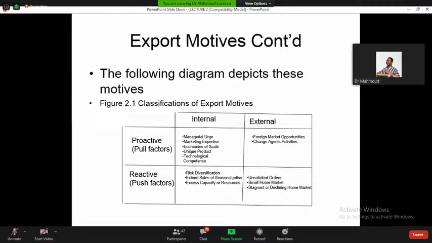Also, it can occur as a result of what we call change agents' activities. Going into the international market can also occur as a result of change agents' activities. This is a terminology that we need to appreciate. What is a change agent? We may have to ask ourselves, what is a change agent? Can I pause here and also get views from the class? What is a change agent?